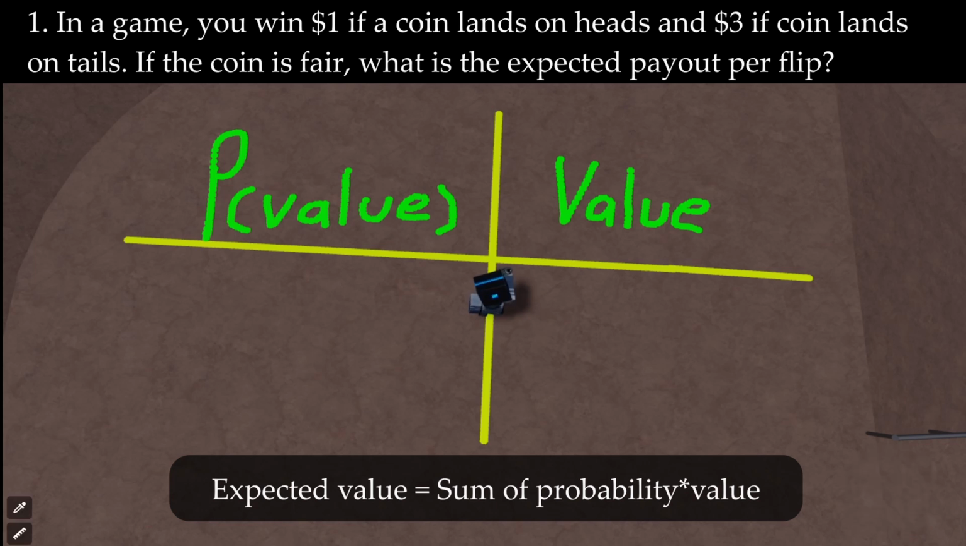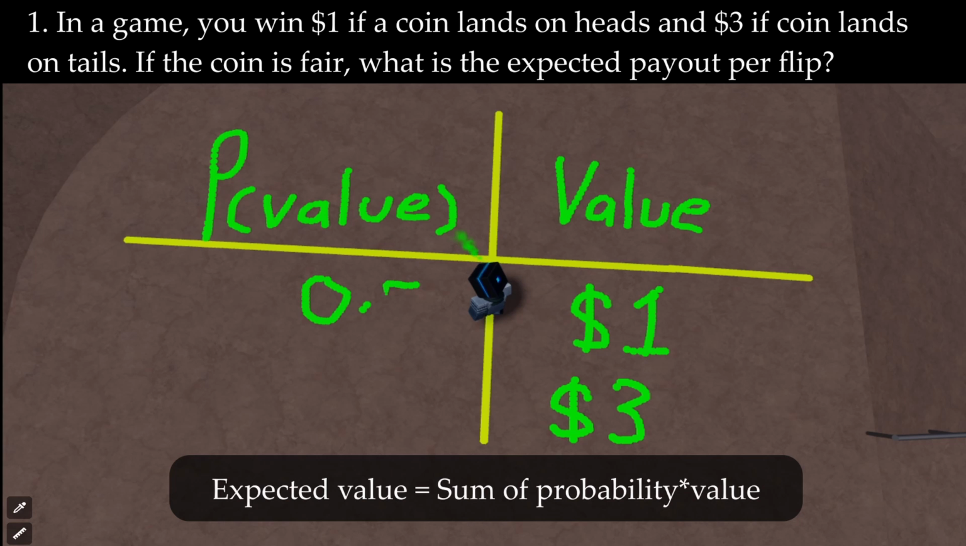So first off, there are a couple different values. We know that we get $1 if the coin lands on heads, and we also know that we get $3 if the coin lands on tails. Now we need to find the probability of these values. Well, it said this is a fair coin, right? And when you flip a coin, there's a 50-50 chance that it lands on either heads or tails. So the probability that you can assign is 50%, or I'll just write that as 0.5.